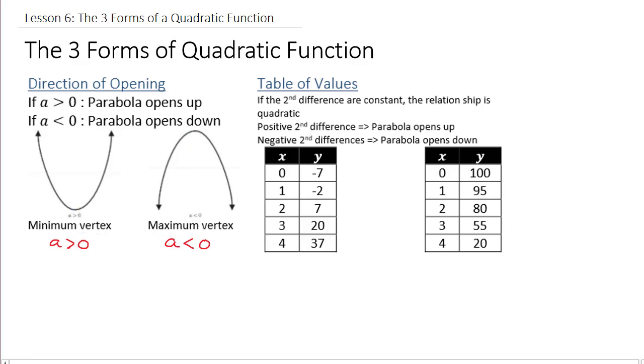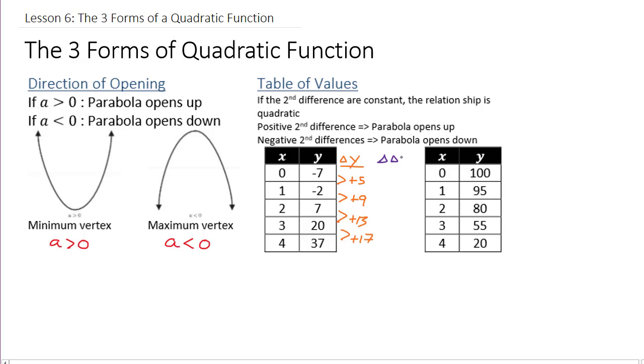All right, moving on. Next we're going to look at the table of values. If the first differences are constant, that means it's linear. If the second differences are constant, that means it's quadratic. So let's check a couple here really quick. Let's start with the change in y. If you look over at the x's, they're changing by a constant amount already, 1, 2, 3, 4. From -7 to -2, we increase by 5. From -2 to 7, we increase by 9. From 7 to 20, we increase by 13. From 20 to 37, we increase by 17. Those aren't consistent, so that tells us it's definitely not linear.